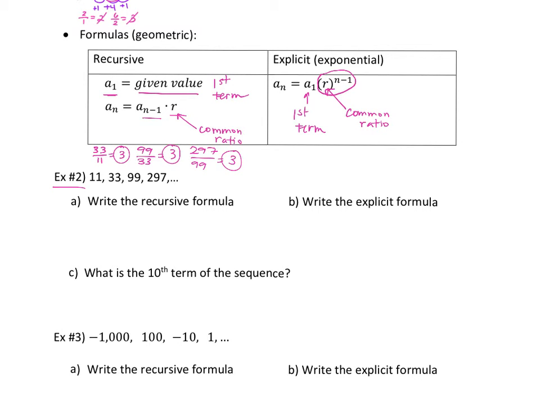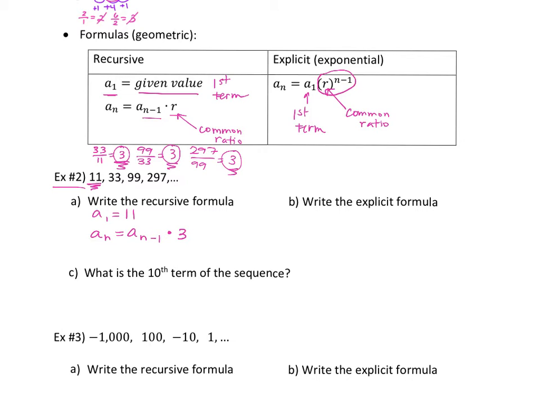That means for the recursive formula then, a sub 1 is your first term. So in this case, that's 11. And then a sub n, and it always starts this way, a sub n minus 1 times something. And we already found what that something is. That's our 3. We were multiplying by 3 all the way through. So that would be your recursive formula.